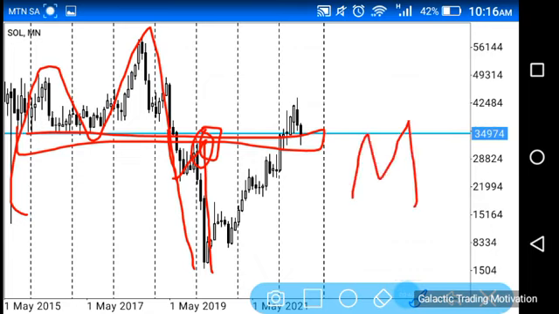comes to M formations, ideally we would love to see price break the neckline to the bottom and then head back up to the neckline to retest it, and this is where we would look for selling opportunities, as the anticipation is that price would move further down to complete the structure, and that's exactly what happened in this region over here, right?